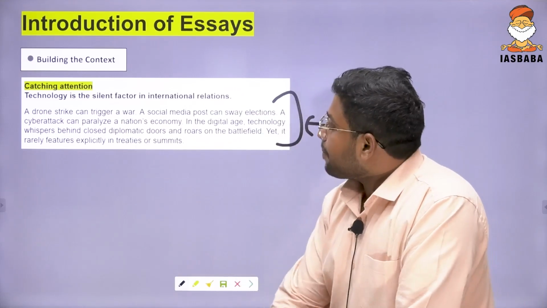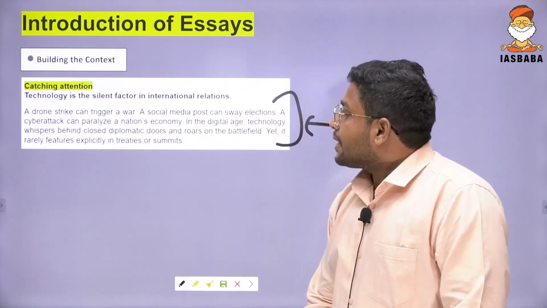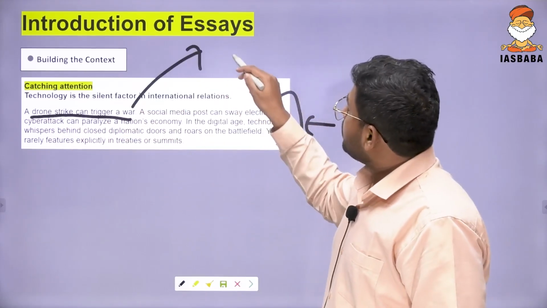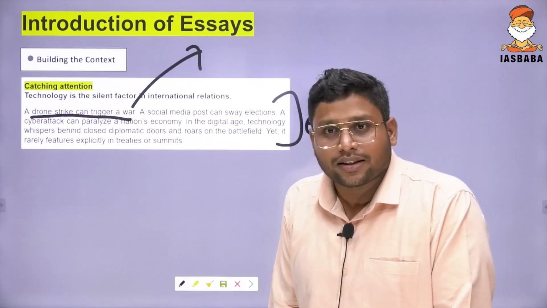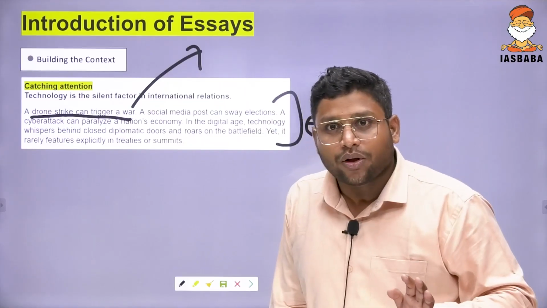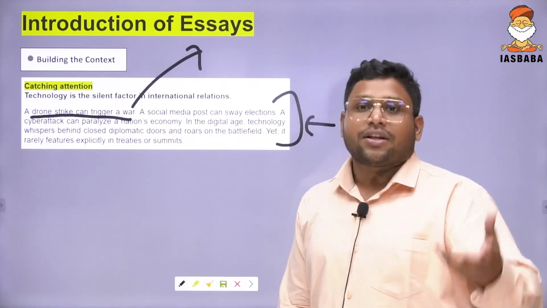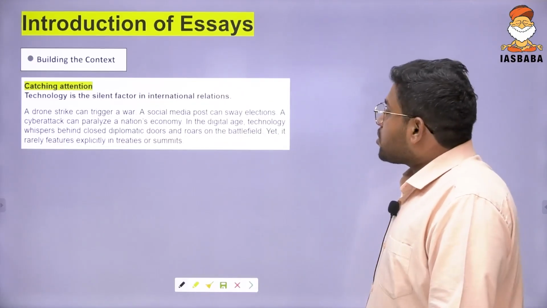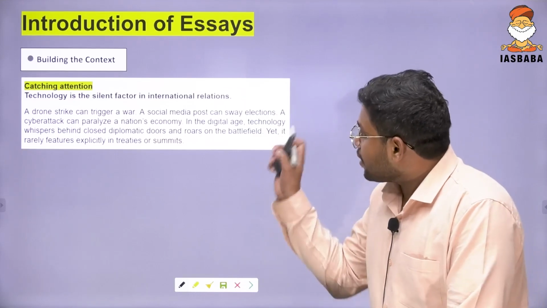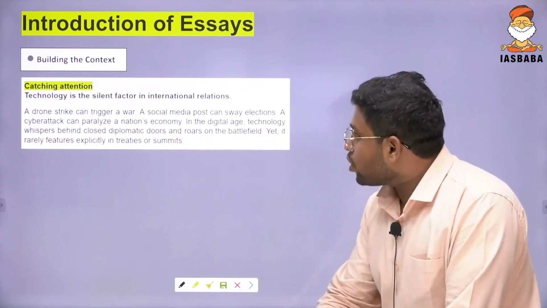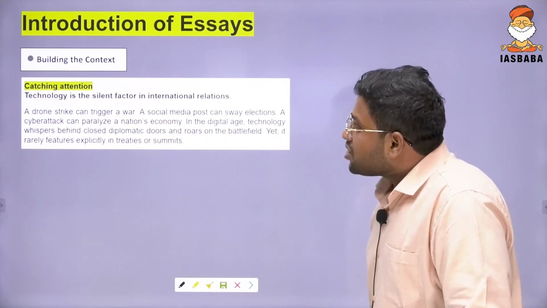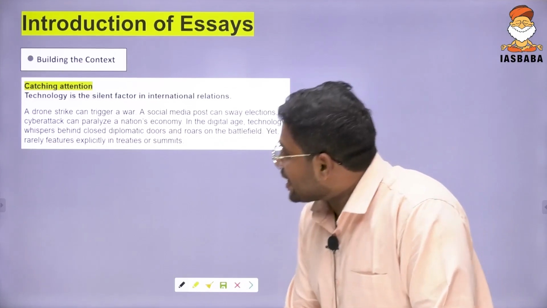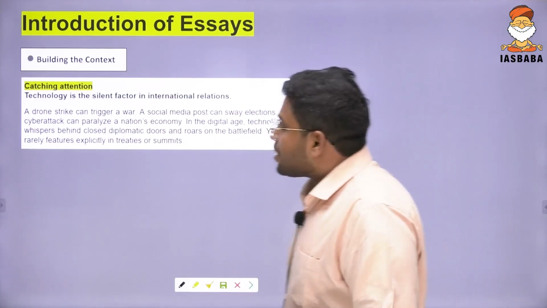Okay, here I'm saying a drone strike can trigger a war. Now this is not something new. This is something from the recent incident that took place between India and Pakistan. So I can think about drones right now, that even if there is a drone attack, a war can start. So a drone strike can trigger a war. A social media post can sway elections. A cyber attack can paralyze a nation's economy. In the digital age, technology whispers behind closed diplomatic doors and roars on the battlefield. Yet, it rarely features explicitly in treaties or summits.